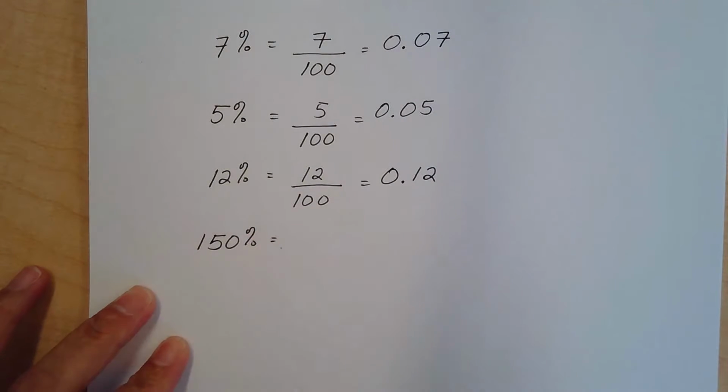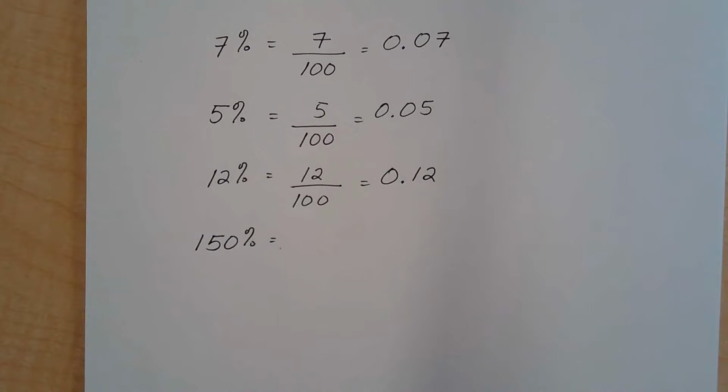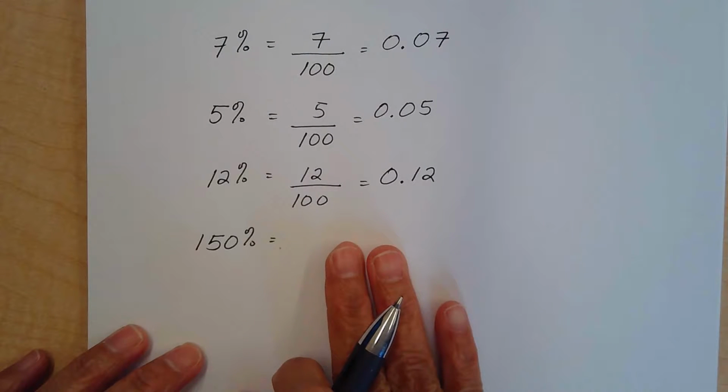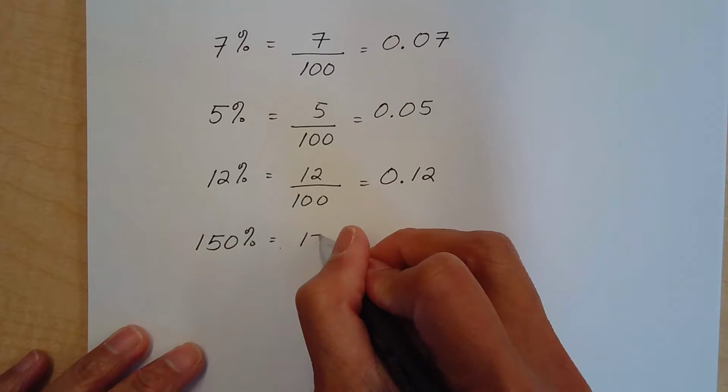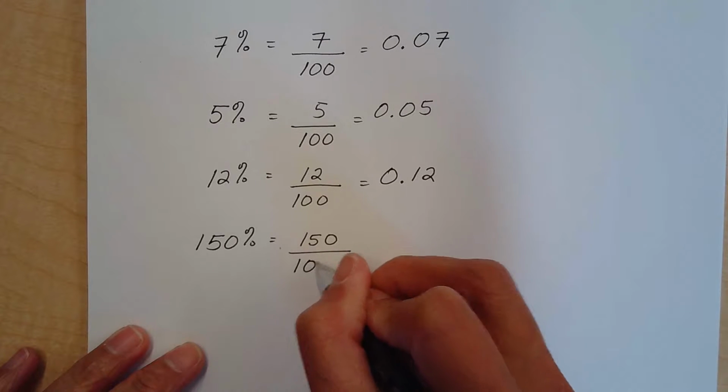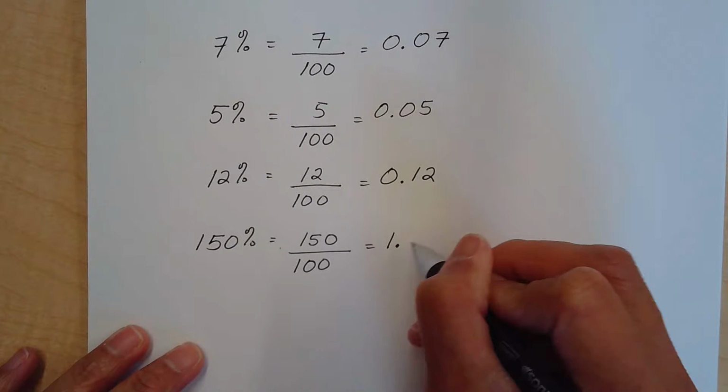150%. What would that be in decimal? 1.50. So 150% means 150 divided by 100, so it's going to be 1.5.